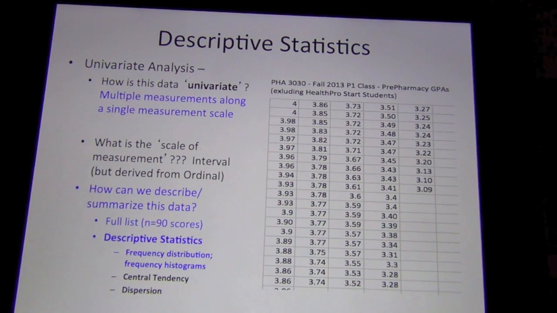So what's the scale of measurement? Is it interval, ordinal, ratio, nominal? Well, it's an interval scale. Although, as I said before, it's derived from ordinal data, so it's a little funky. But it's still an interval scale of data.